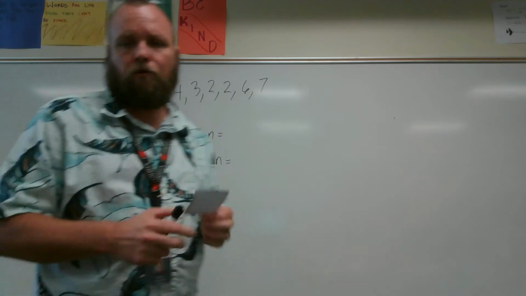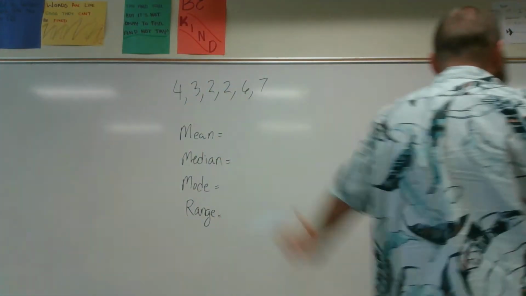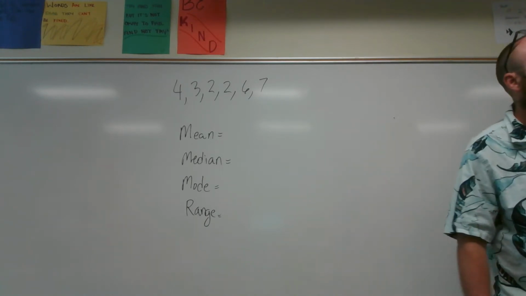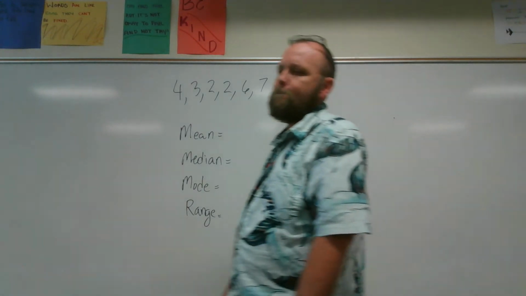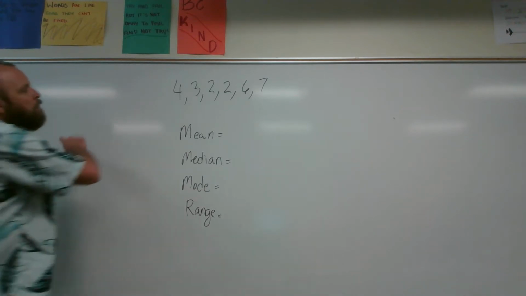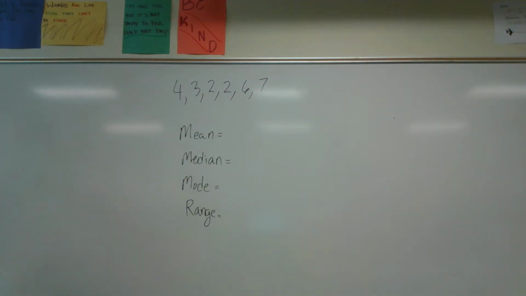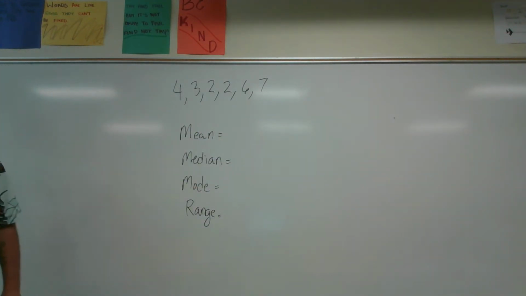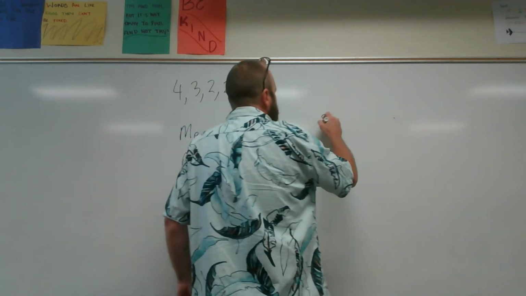All right, Gunner, since you selected, would you like to pick one of these to do: mean, median, mode, or range? First one. Mean, good. What do I do first for finding the mean, Gunner? Add all of the numbers. Good. We're going to find the sum of our pieces of data. So what is the sum of our data? Good. 24. Our sum is 24.